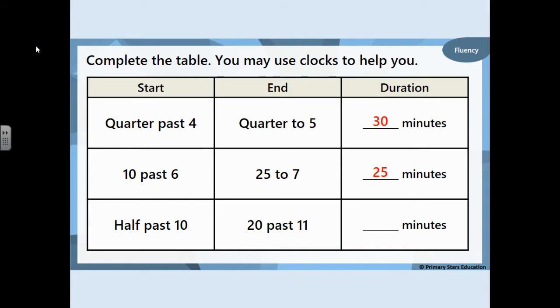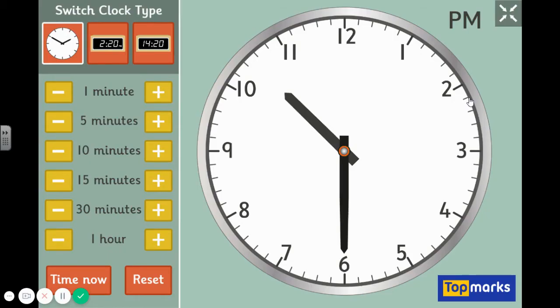Okay, now what we're going to do is look at 10:30, so the start time is 10:30, end time is 11:20. So we are going to look at how many minutes it takes from 10:30 to 11:20. I'm going to use my clocks. If you can use your clocks at the same time as well. I've got 10:30 here, and I'm going to count in 5s to get to 20 minutes past 11.